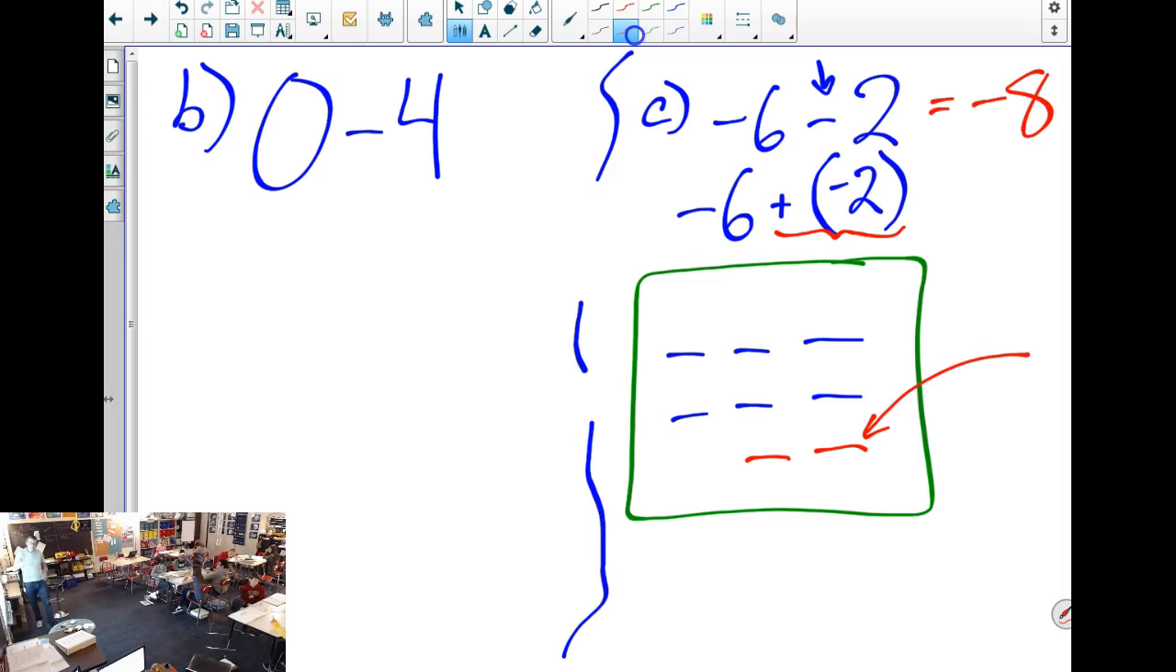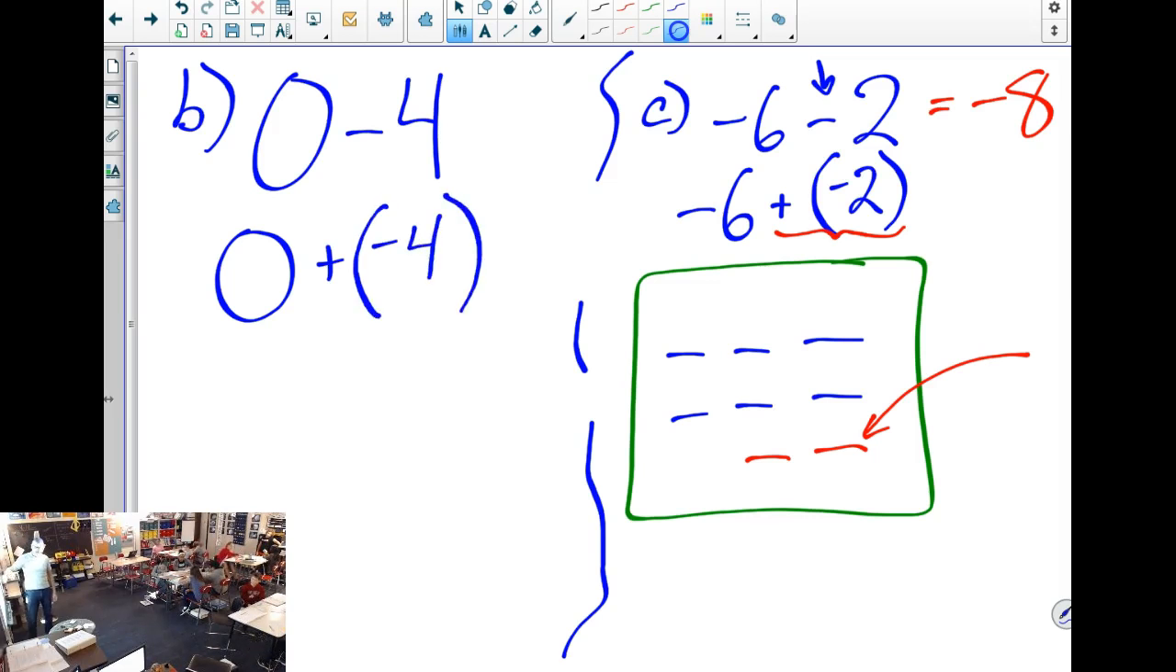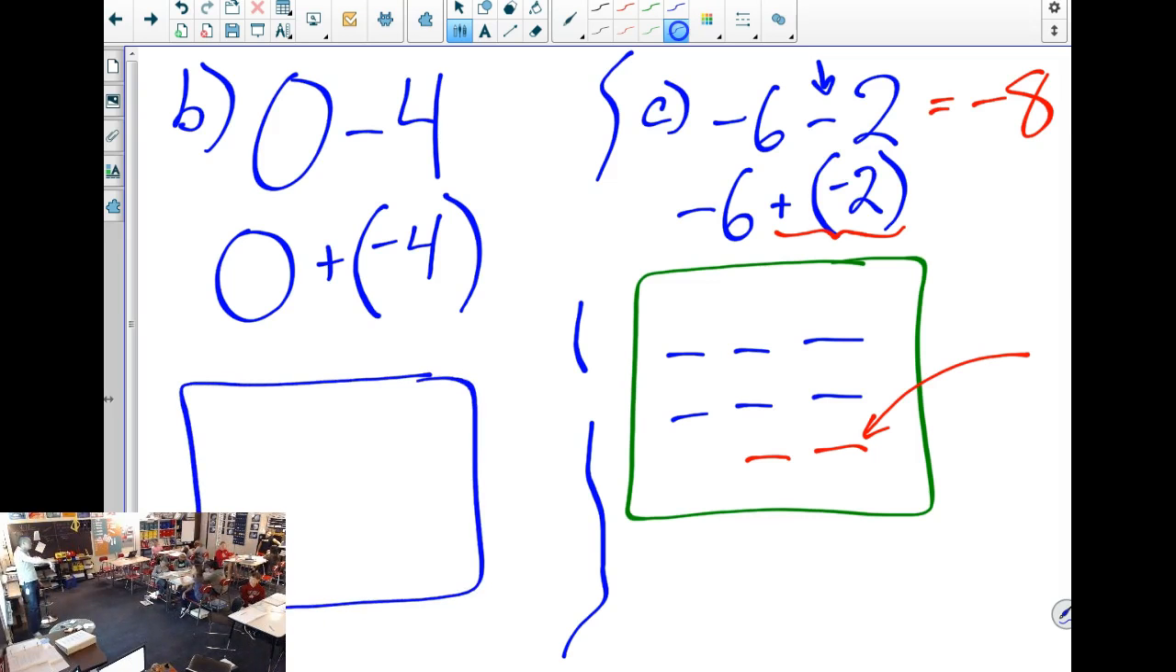Okay, so over here, I can think about this as takeaway, but it doesn't make sense. If I rewrite it as addition, like Lauren just told me to do, 0 plus, now instead of being a minus, I'm going to use it as a negative. If I start with nothing, yay, look, I started with nothing. Can I bring in 4 negative tiles? Yeah, so if I bring them in, what do I have? 4 negative tiles, because that's it.